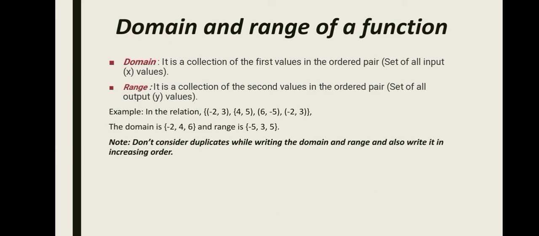Example: in the relation {(-2, 3), (4, 5), (6, -5), (-2, 3)}, the domain is {-2, 4, 6} and the range is {-5, 3, 5}. Note: don't consider duplicates while writing the domain and range, and also write it in increasing order.